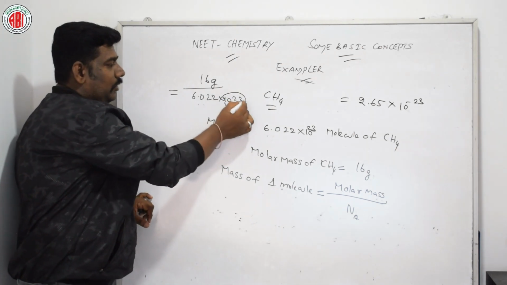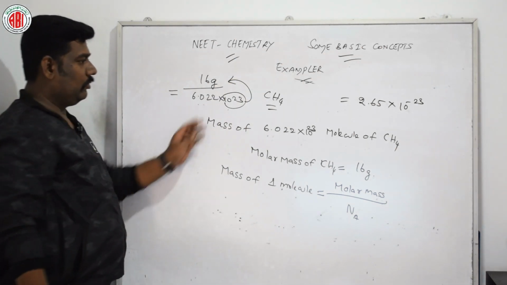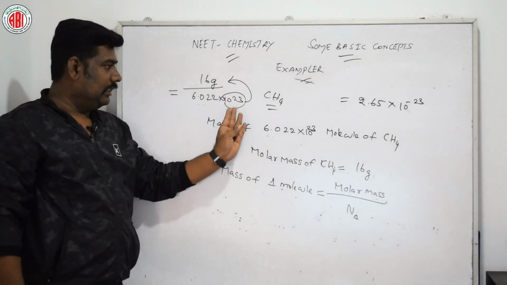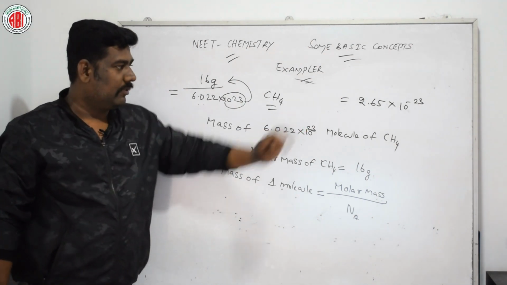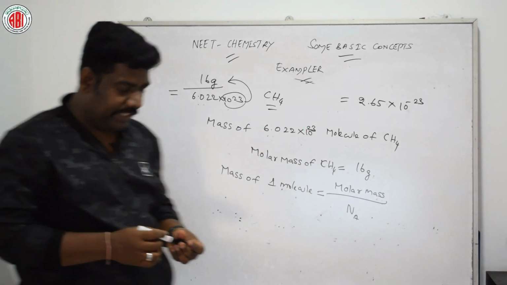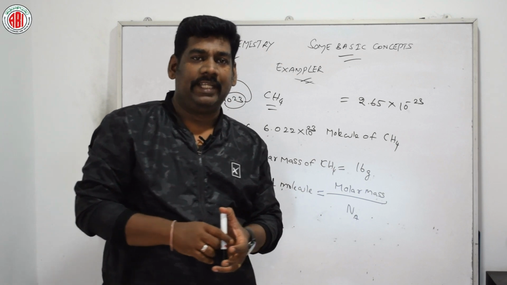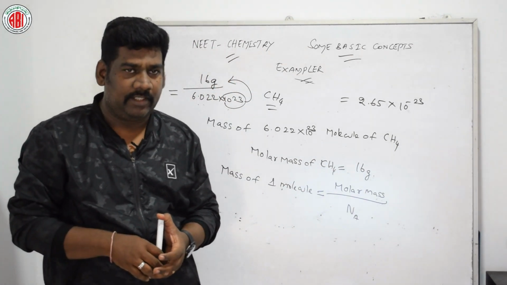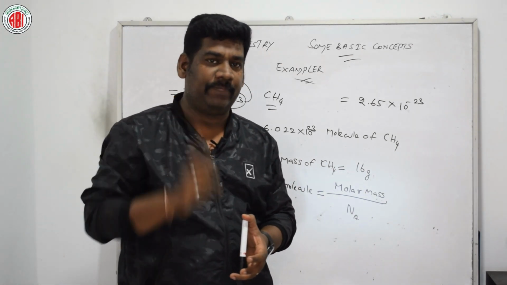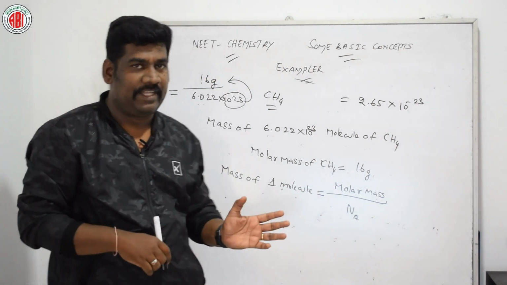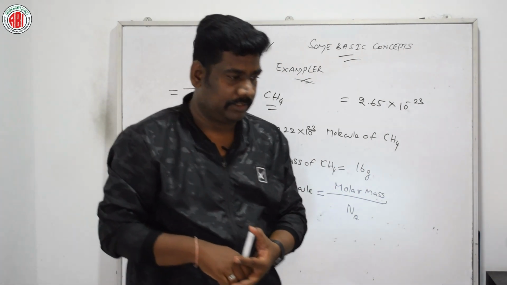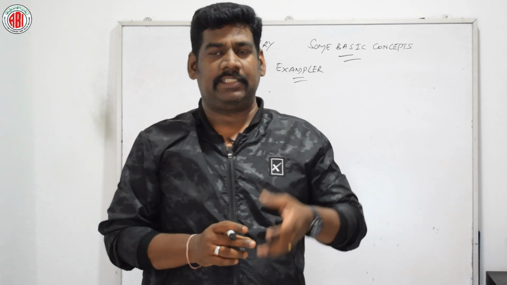The exponent is going to the other side, so the sign changes. So 10 to the power of minus 23. 2.65 into 10 to the power of minus 23 gram. This is the mass of one molecule of methane. So by this way we can solve this problem. Let us go for the next question. Now let us see the next question.